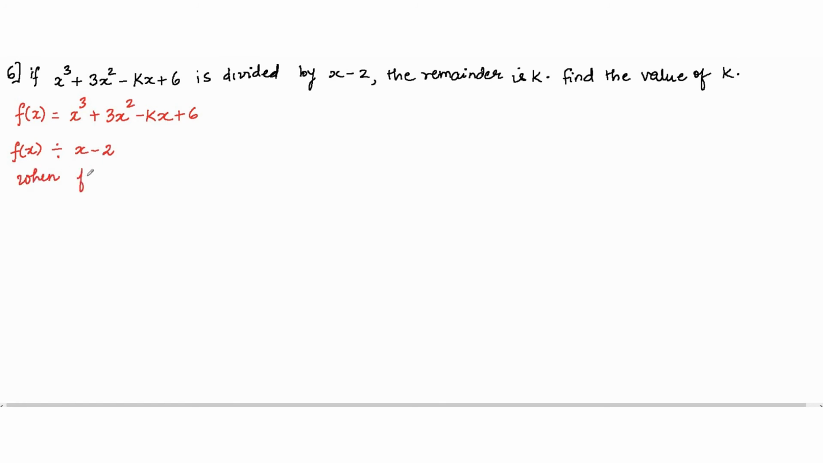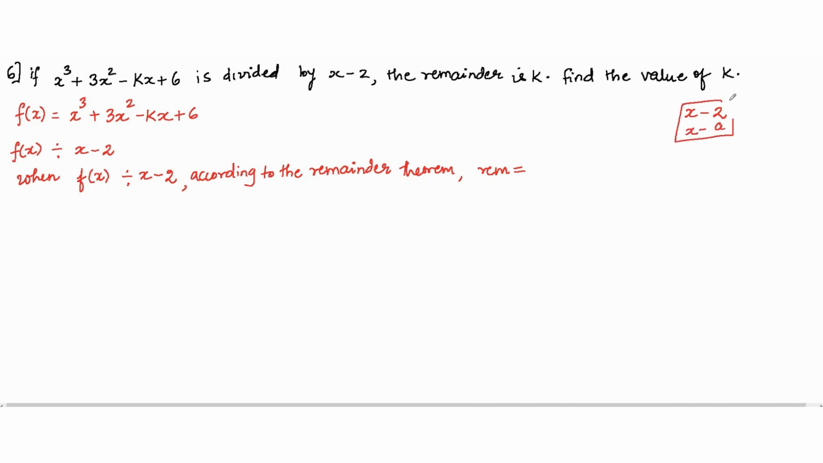So I know that when f of x is divided by x minus 2, then according to the remainder theorem, the remainder is going to be, so I have the divisor is x minus 2, so therefore a is equal to 2. So if you compare x minus 2 with x minus a, I get the value of a is 2. So the remainder is going to be f of 2.